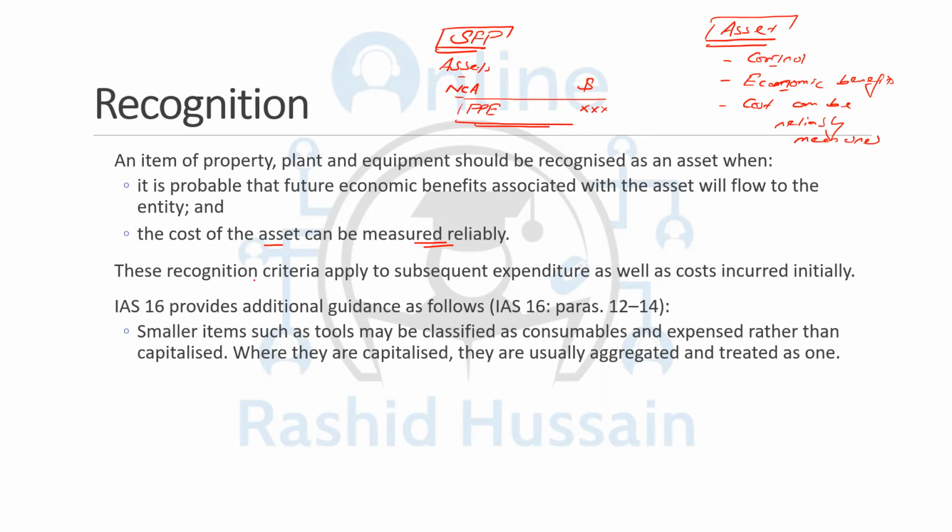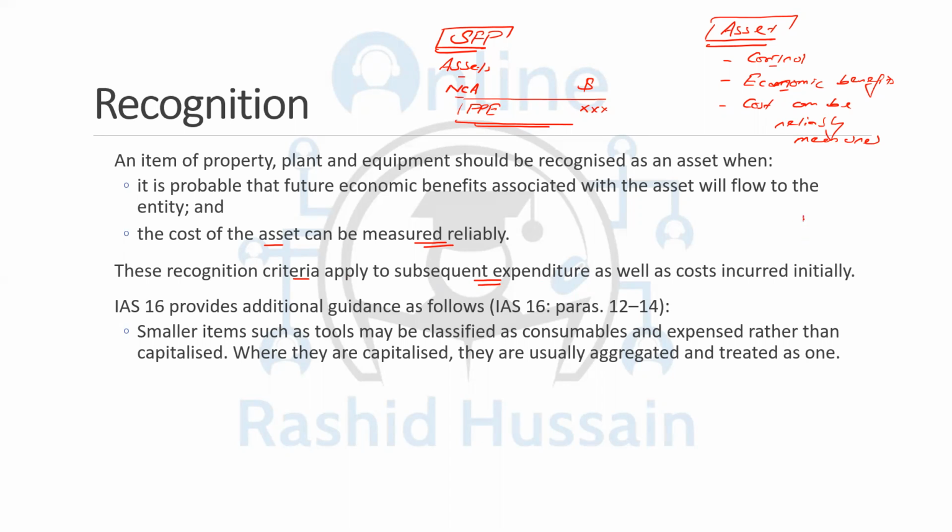And remember one thing, that these recognition criteria apply to subsequent expenditure as well. Like for example, you are buying a building, right? And that building is a single story building. And then you are going to let it only has a ground floor.